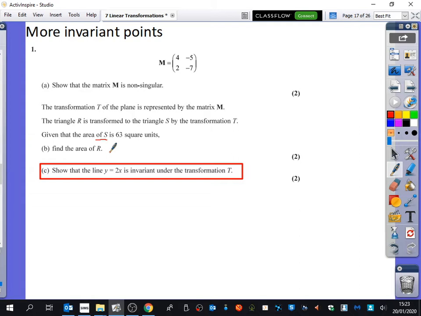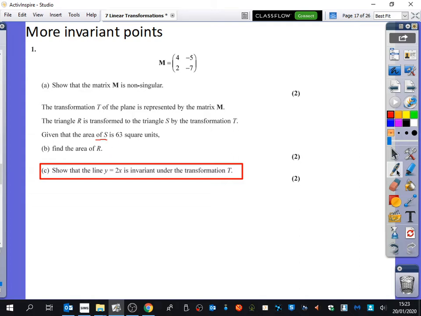Whatever the determinant was, what would you do? Make sure you take the modulus of it, and you'll divide by the determinant to go back to the area of the original object, okay? Because this one, we're going from image to object.